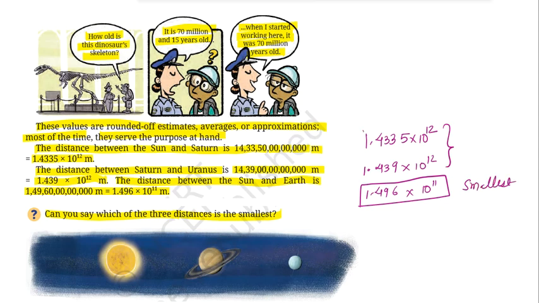Now let us compare the other two distances. तो आप देखो दोनों के powers 10 to the power of 12 ही हैं. So we are going to compare these numbers now, right? Now 1 is same for both, 4 is same for both, 3 is also same for both. But when you compare the thousandth place, you have 9 and 3. That means this is the biggest number. 9 is bigger than 3, so this is biggest, and this will be the middle number. So we can conclude that the distance between the Sun and Earth is the smallest. So I'll write Sun and Earth.